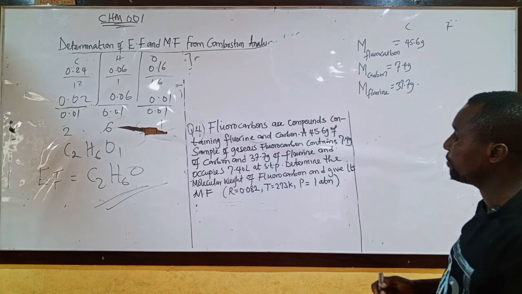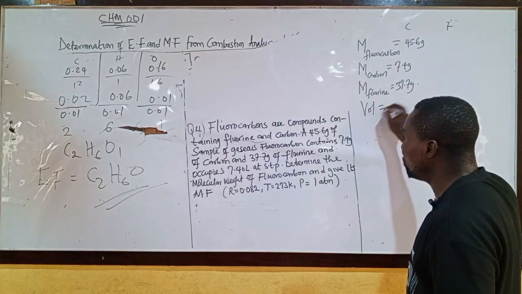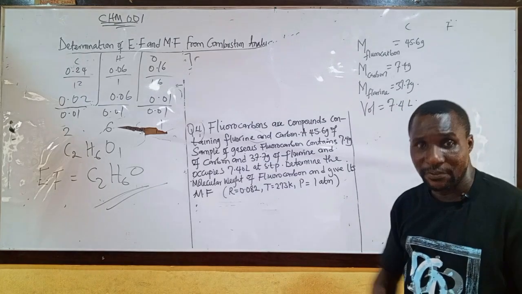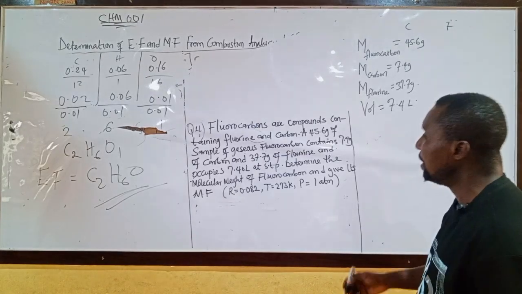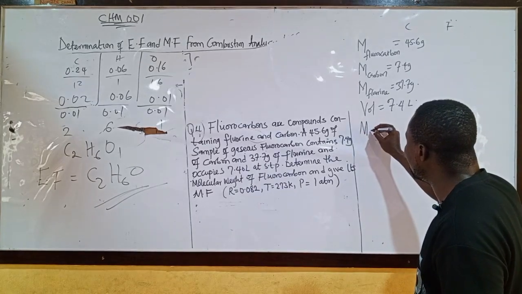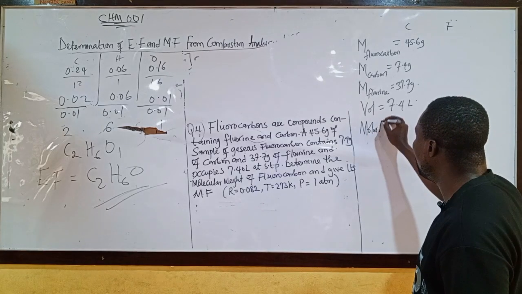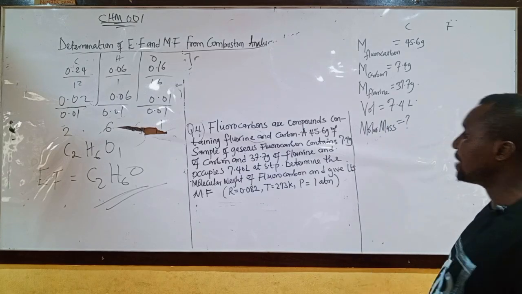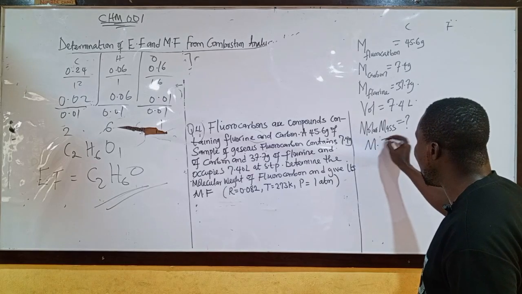And it occupies a volume of 7.4 liters. That is the volume of that gas, the volume it occupies at STP, standard temperature and what? Pressure. Determine the molecular weight of the fluorocarbon, the molecular mass, the molar mass. Determine the molecular mass and give its molecular formula. Then find the molecular formula.